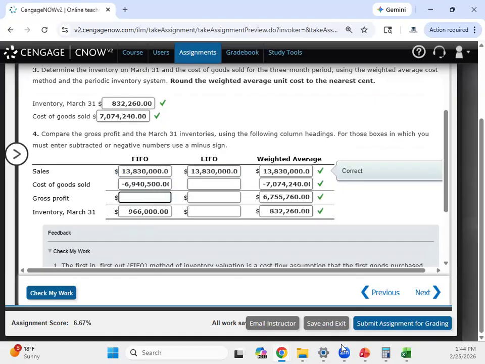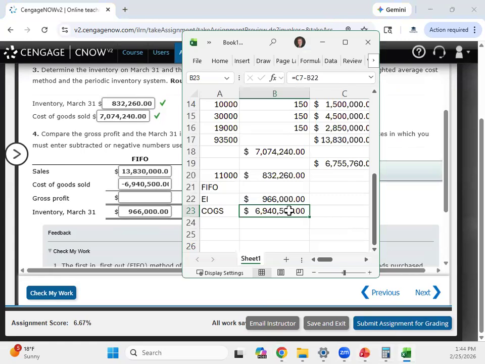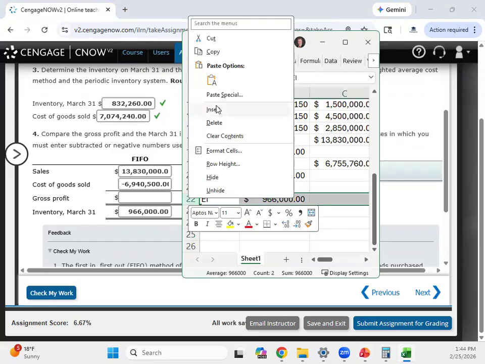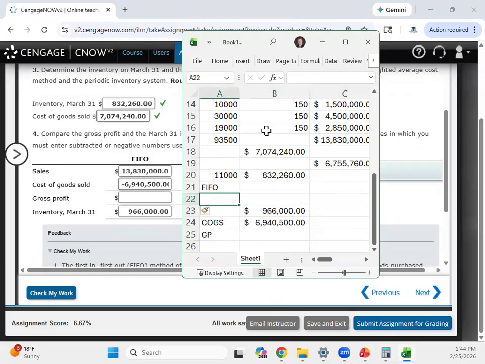And so our gross profit is, and we can also insert another one. Our sales were the same amount as here, and then our sales minus cost of goods sold is our gross profit.